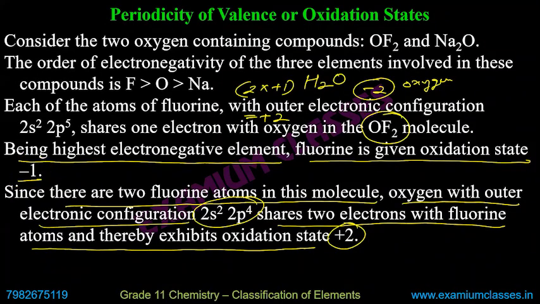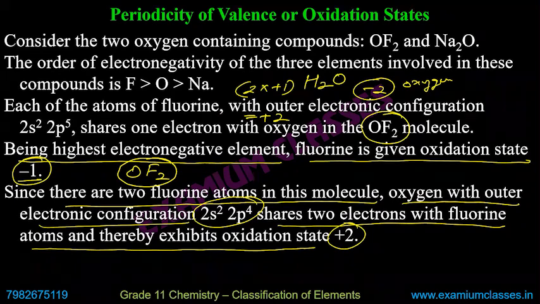Fluorine has negative oxidation state. So in OF2, fluorine is negative, and to neutralize the molecule, oxygen must have positive oxidation state. So remember the sum of all oxidation states of the elements in a molecule will be 0 because the molecule does not have any charge. That's why. Any confusion? Let me know.